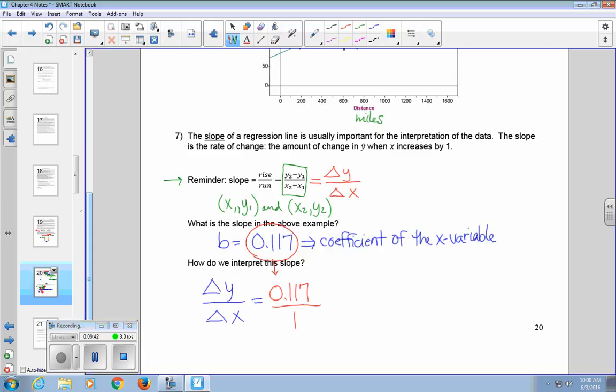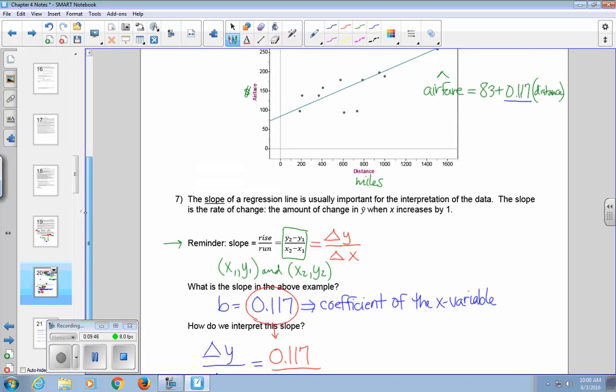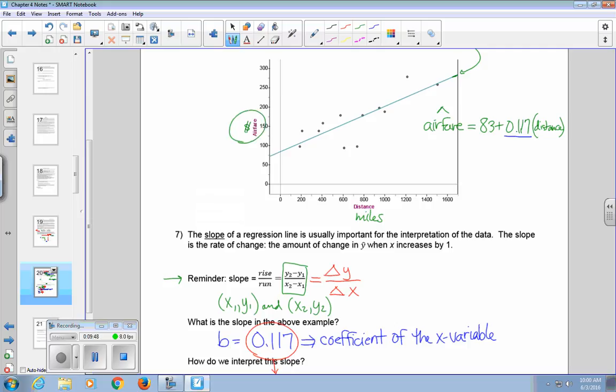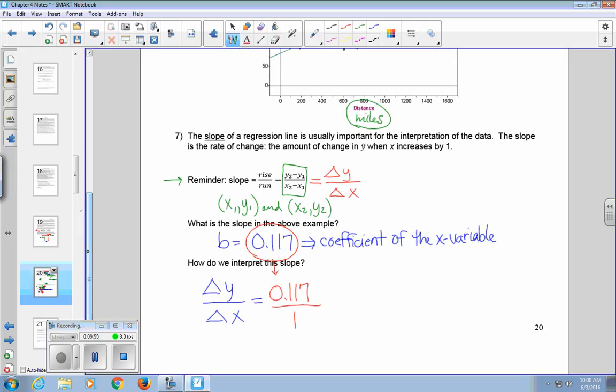And then to make interpretation easier, we've got to include some units. So keep in mind that our y variable, if we go back up here, was measured in dollars, and our x variable was measured in miles. Let's go down and include this here. So our y variable's on top, that was the one in dollars. X variable's in the bottom, that's the one measured in miles.